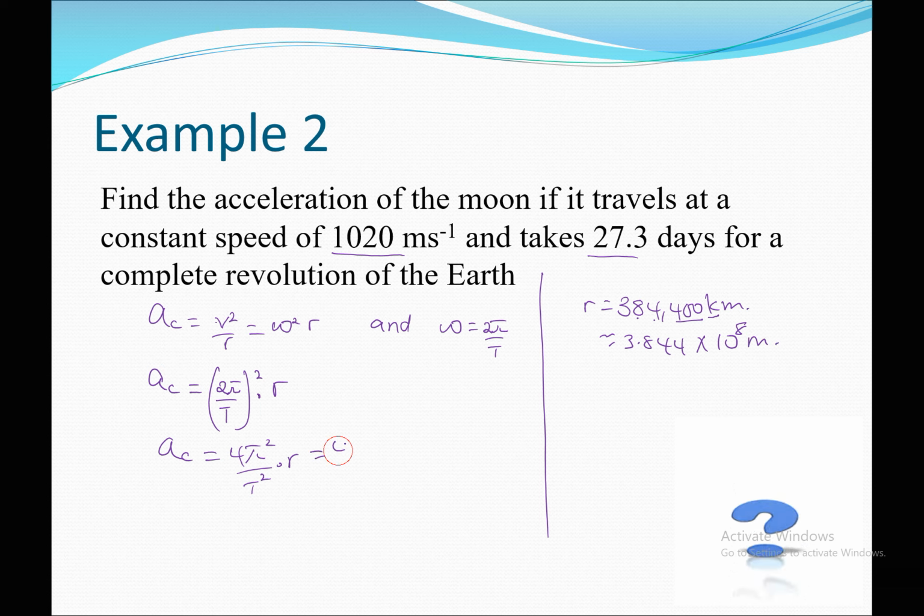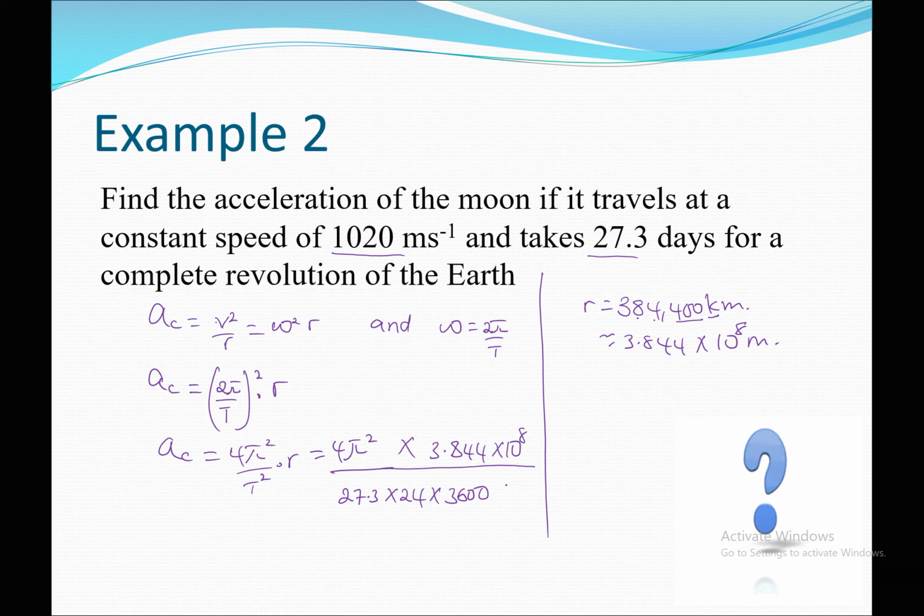So when I substitute, I have 4 pi squared times 3.844 times 10 to the power of 8 in meters. Divide this by the period, which is 27.3 days, so that would be 27.3 times 1 day, which is 24 hours, and 1 hour is 3,600 seconds. Okay, so I'll press my calculator.